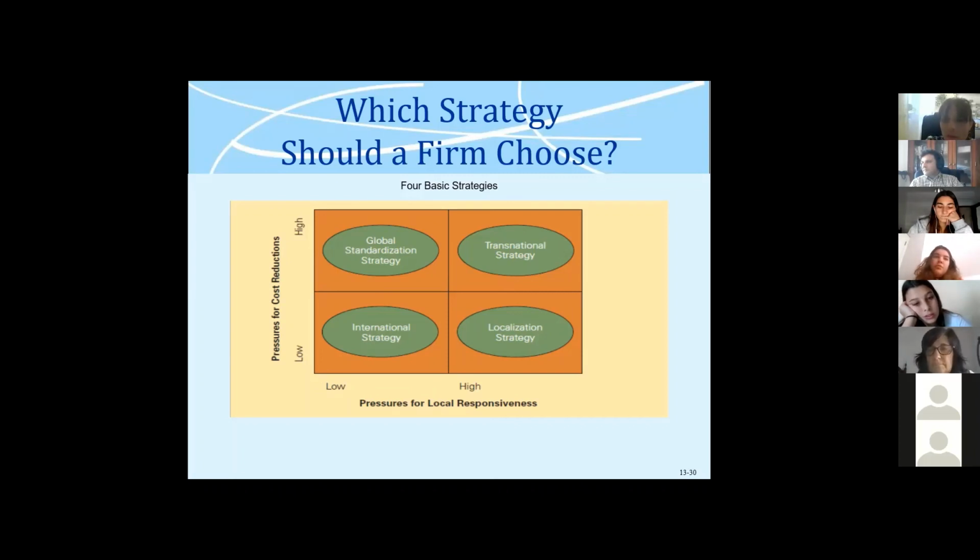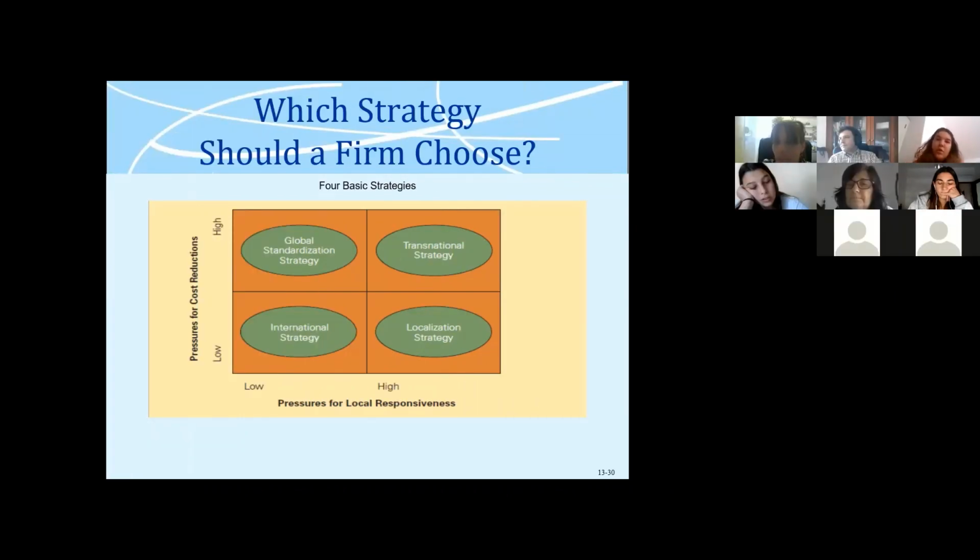The fourth strategy is... Sorry, one question. The transnational strategy is like adapting the product to the customers? No, that's localization. So in the localization strategy, you customize a specific product. You build a specific product according to the tastes and preferences of a specific customer. Okay, thank you.